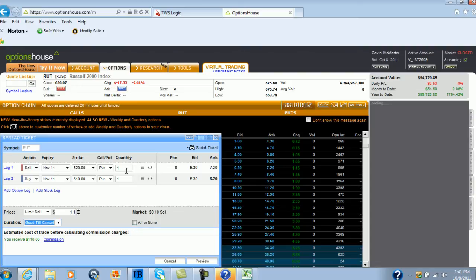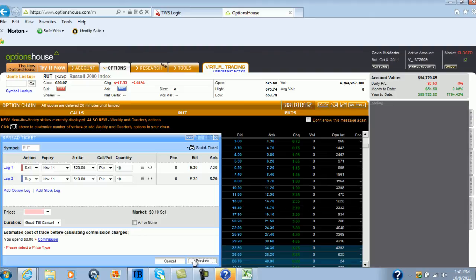What that just means, say you're trading 10 spreads, it won't execute your trade unless you get all 10 filled. So if one of these spreads could have got filled, it won't fill until all 10 can be done. That's if you've got this ticked. I would usually leave that blank though.